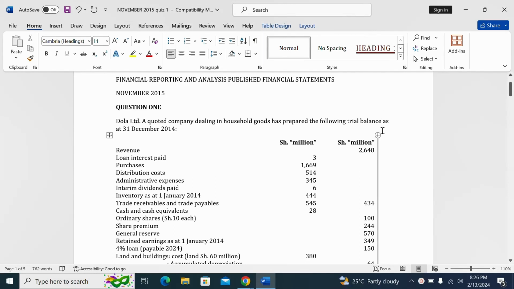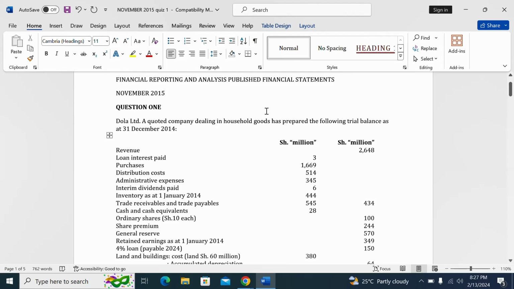The question is on published financial statements. We are doing November 2015, question 1. Therefore, let us first read the question, then go through the additional information, and then finally answer the question. I repeat, we are doing November 2015, question 1 on financial reporting and analysis. The question is on published financial statements.